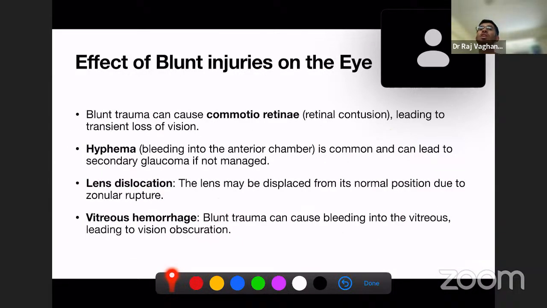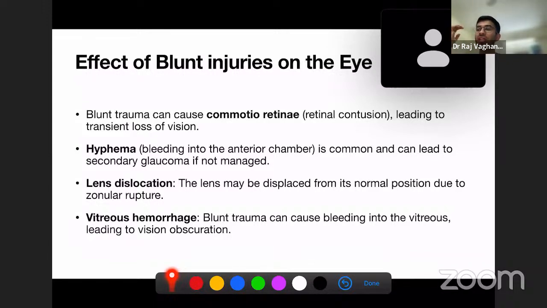Okay. Now, what are the effects of blunt injuries on the eye? So, what are blunt injuries? I told you blunt injuries most commonly happen with a fist or a ball. The examples are fist or a ball. So, blunt trauma can cause commotio retinae. Now, what is commotio retinae? Commotio retinae is retinal contusion. Contusion means collection of blood.